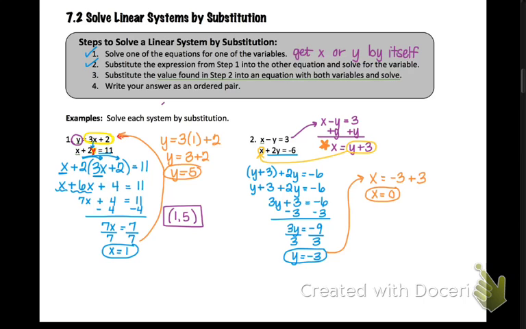And so now we just need to write this as an ordered pair. Be careful again. Make sure you're putting them in the right order. x comes first, and then y. So (0, negative 3) would be the point on the graph where those two lines cross.